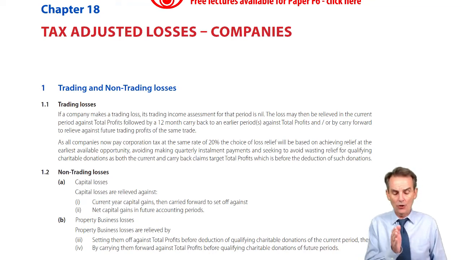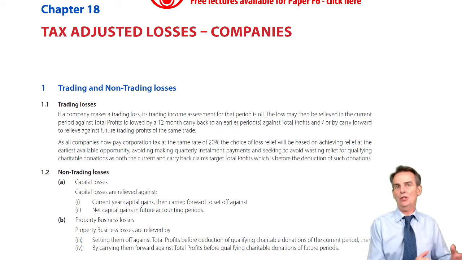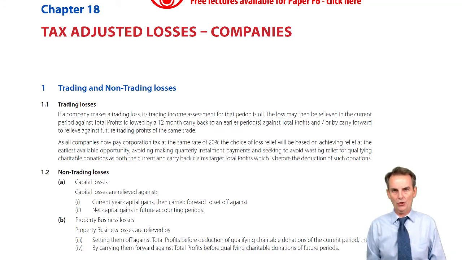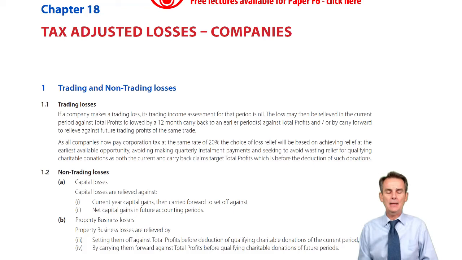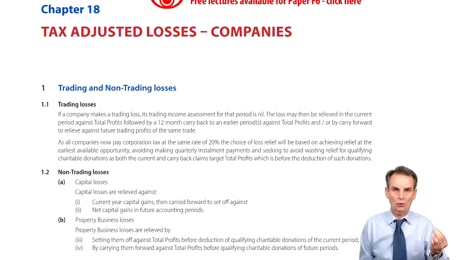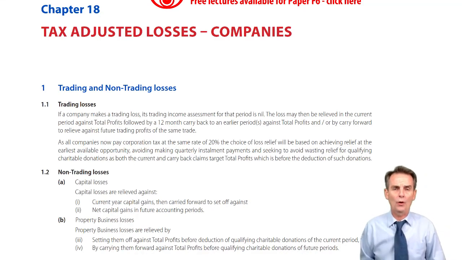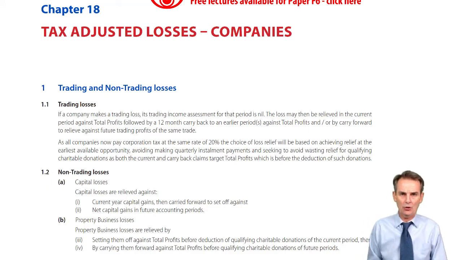Having made the claim in the current period, then and only then may you carry back. Now that loss will be carried back 12 months from the beginning of the accounting period of loss. The carryback in income tax was to the previous year. Now it is effectively that previous year. It's carried back 12 months. And that should routinely be against the total profits. Yet again, both current and carryback, it's total profits that we target on the carryback, against total profits before the deduction of qualifying charitable donations.